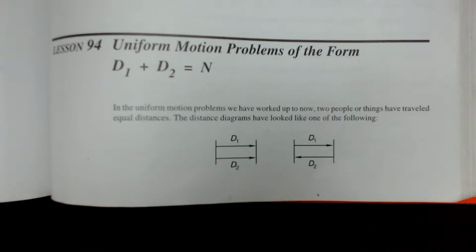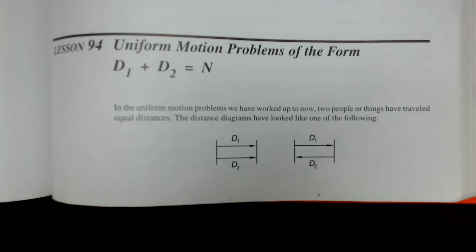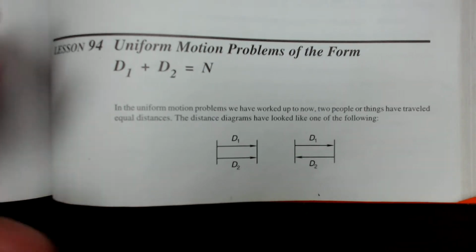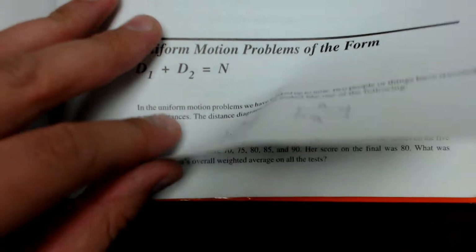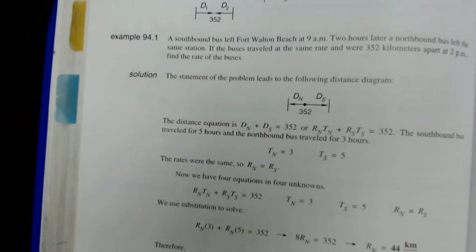Algebra 1, Lesson 94, uniform motion problems in the form of distance 1 plus distance 2 equals number. So these are going to be different from our equal distance problems. They're different in the sense that we're either going to have, let's do this. We'll go draw paper. I'll draw some diagrams for you.